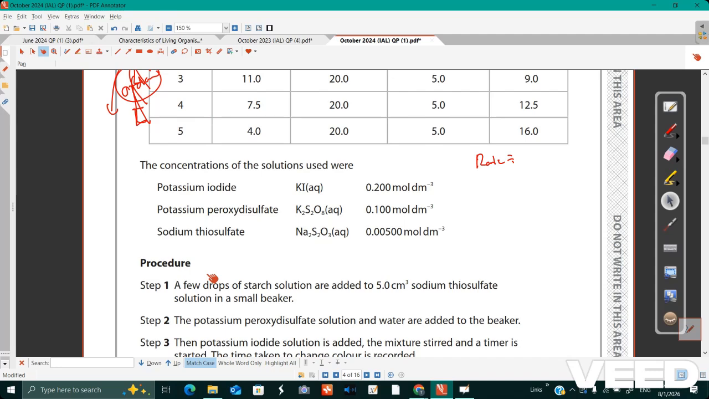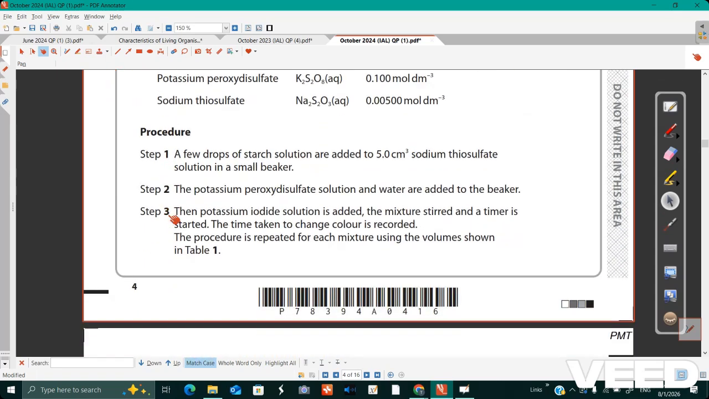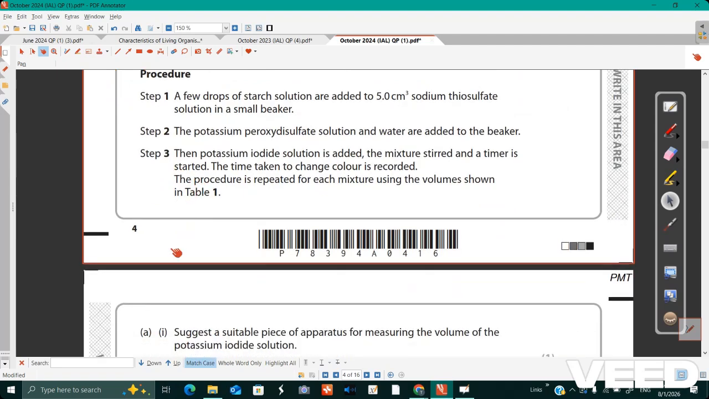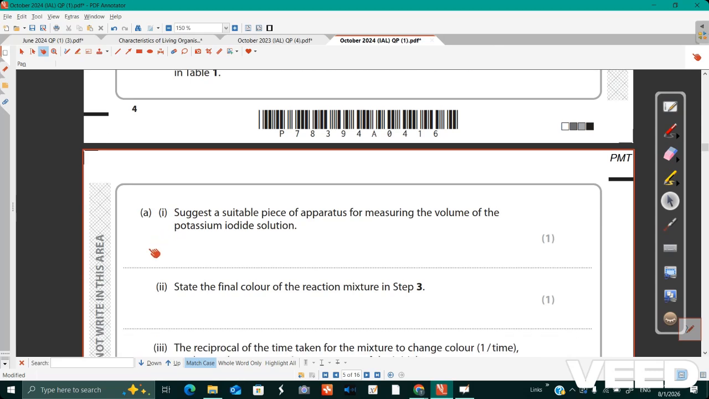So you will have to take a portion from the solution and find the concentration by titration, and you have to stop the reaction from happening in each portion you take. It's kind of a complicated method, right? This one is easy. Suggest a suitable piece of apparatus for measuring the volume of the potassium iodide solution.